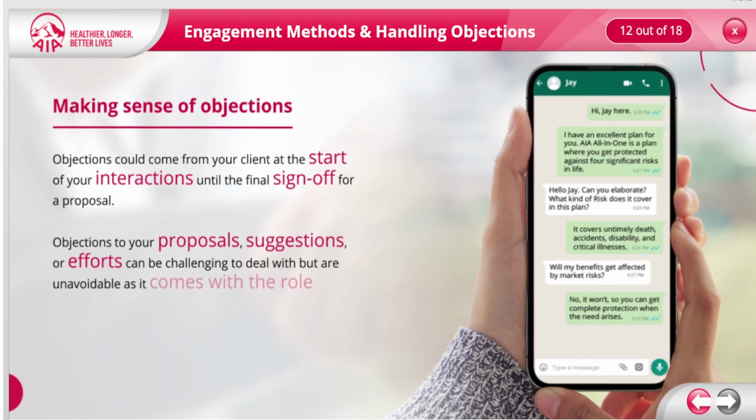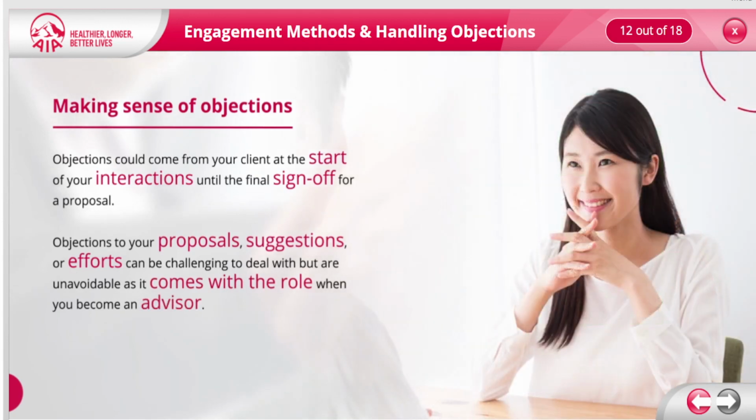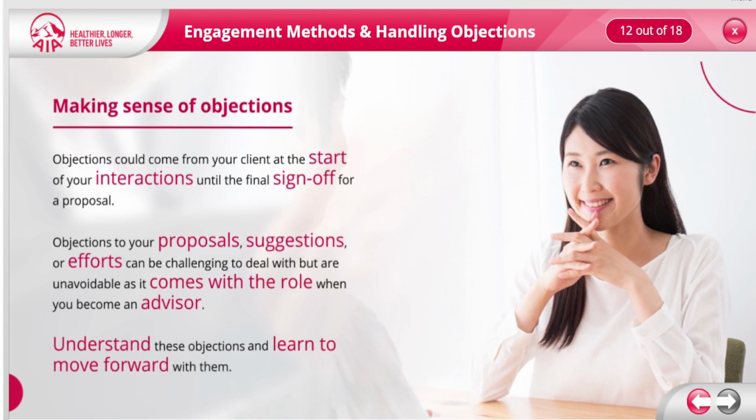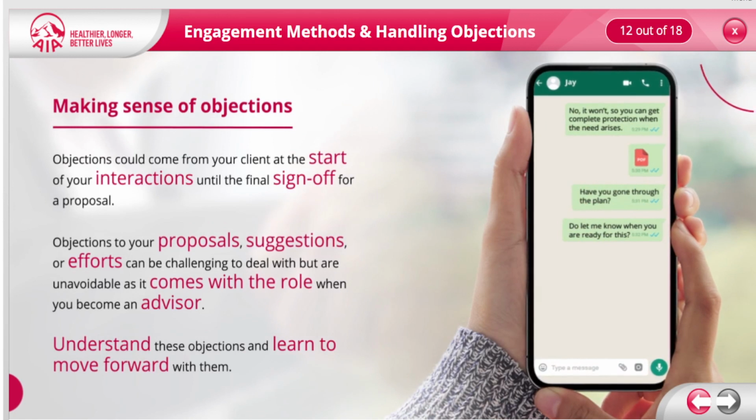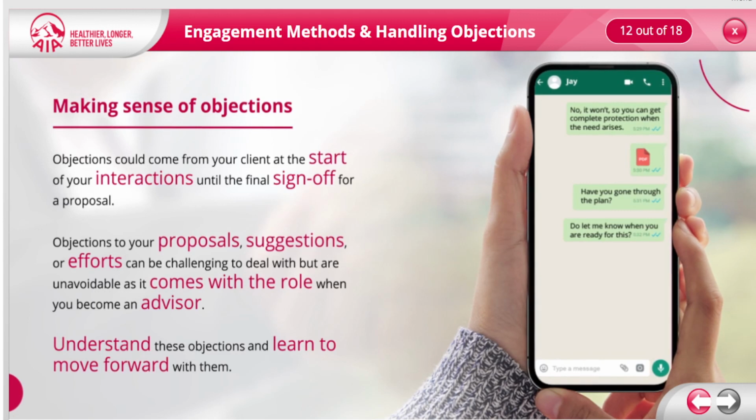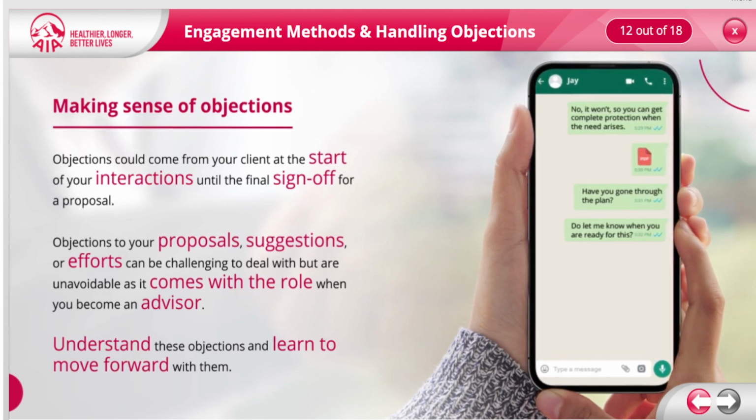However, it comes with the role when you become an advisor. The key is learning to understand the objections and how to move forward from them. Finally, if you don't get an answer or response, seek more from the client sincerely on how to improve. Be sincere and let the client know how important it is for you to hear what they think so that you can improve and grow in the ways you serve your clients.